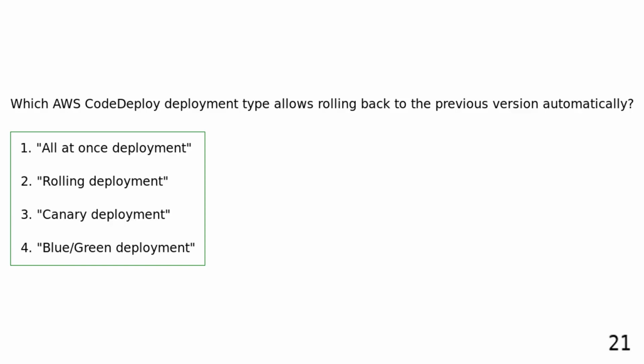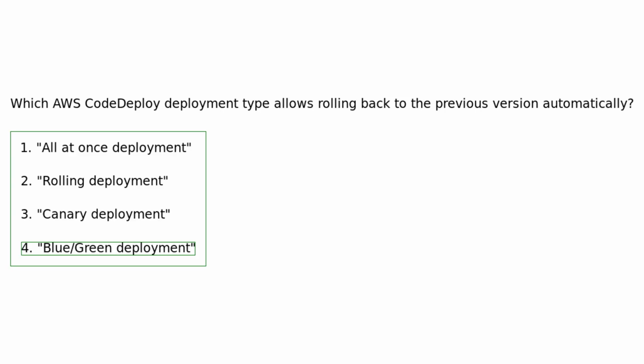Which AWS CodeDeploy deployment type allows rolling back to the previous version automatically? All-at-once deployment. Rolling deployment. Canary deployment. Blue/green deployment. Blue/green deployment in AWS CodeDeploy allows automatic rollback to the previous version if issues are detected during deployment.